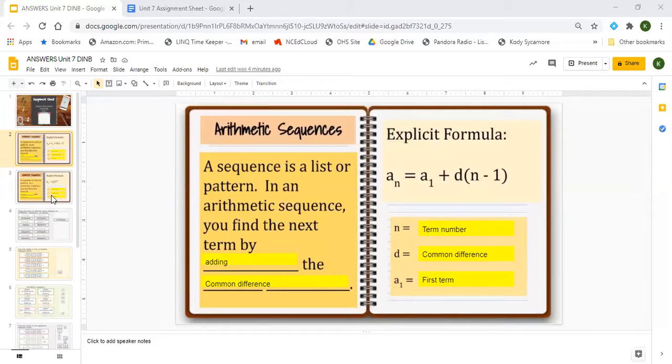Right, moving to slide 3. Now we're looking at the geometric sequence. We only learn 2 specific types of sequences, just the arithmetic and the geometric. For geometric sequences, you find the next term by multiplying instead of adding like arithmetic. Geometric is multiplying. And with multiplying, they call the number that you're multiplying by the common ratio. So geometric sequences have a common ratio.